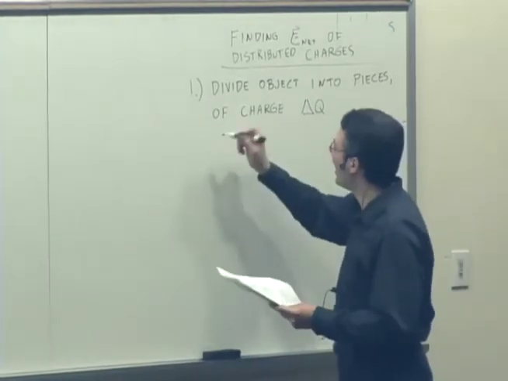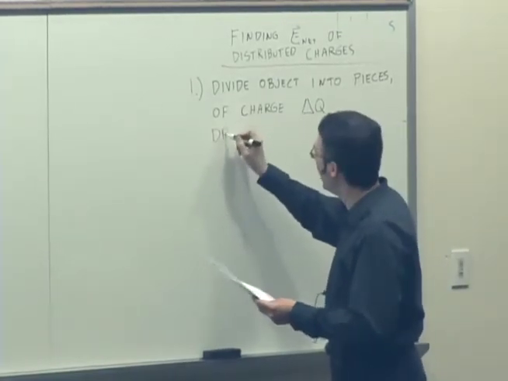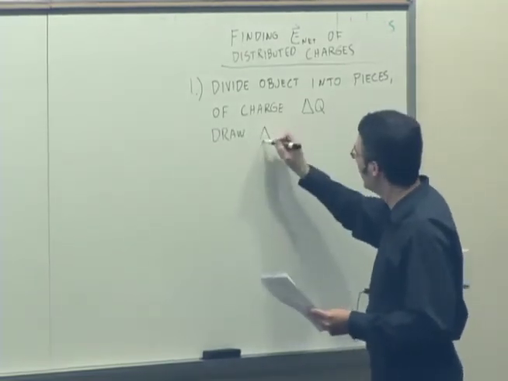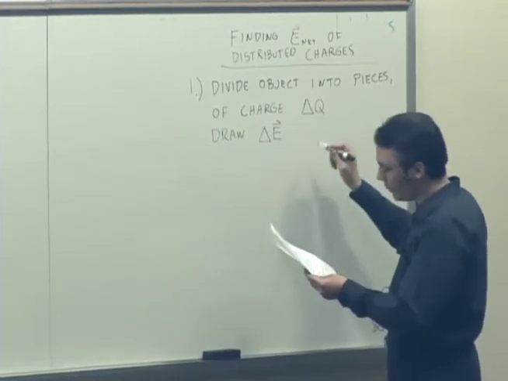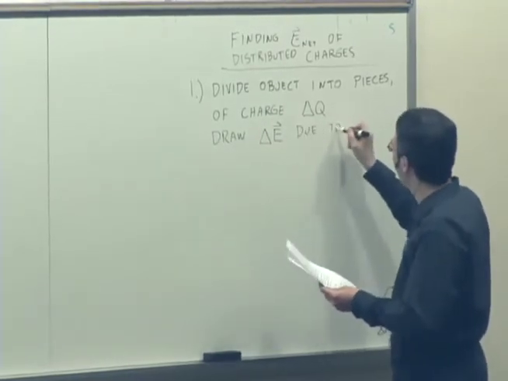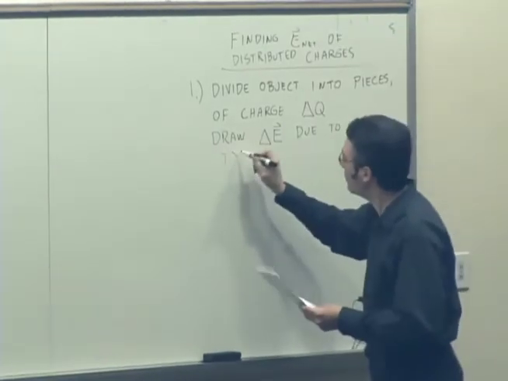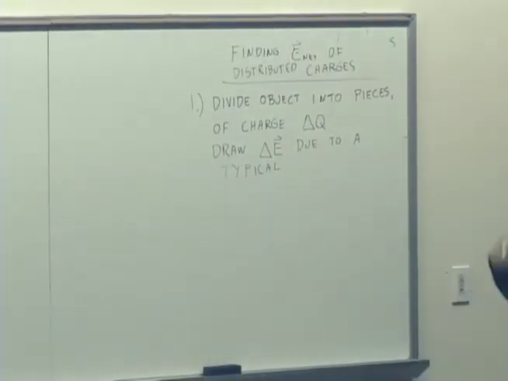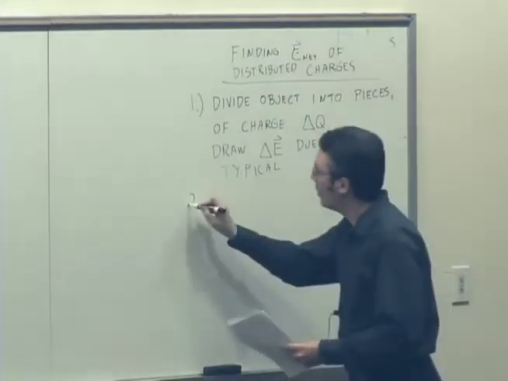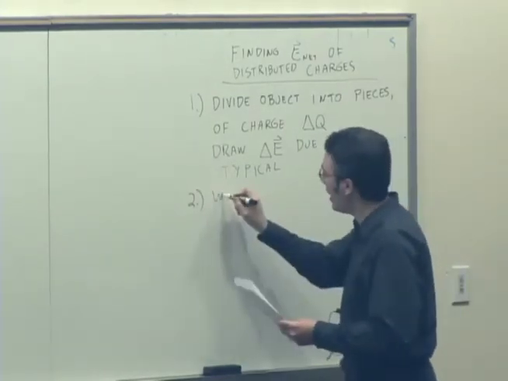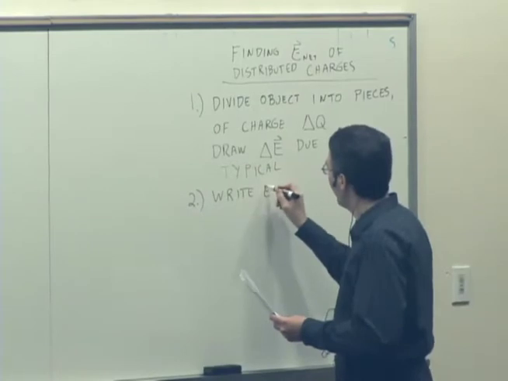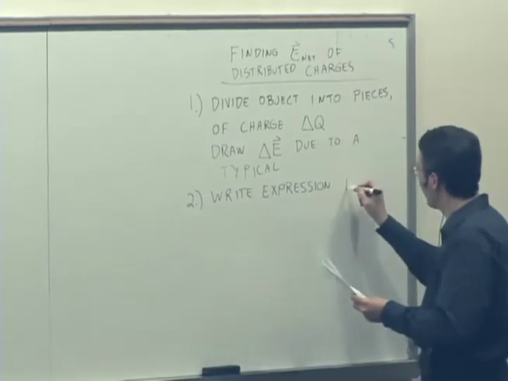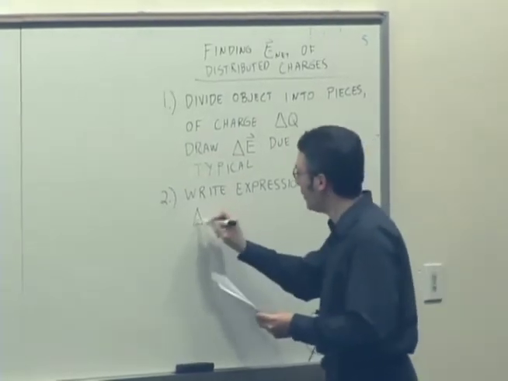Now, going along with that, you want to then draw the electric field due to that individual piece. We'll call that delta E. Draw delta E due to a typical piece, just to get a sense of how one piece of it makes an electric field, and then we think about adding them up. Second step is write an expression for the electric field of one piece.